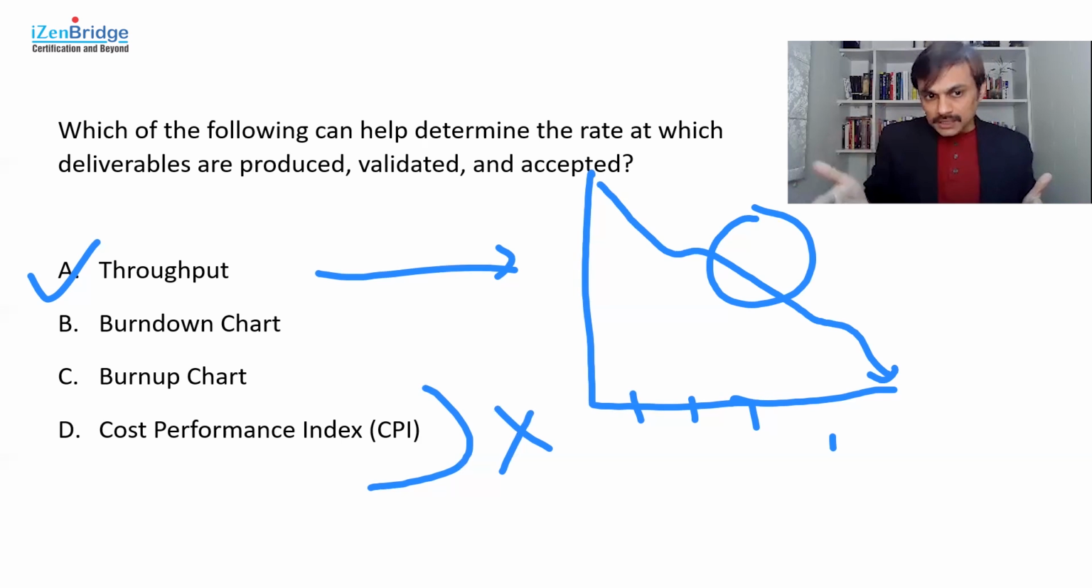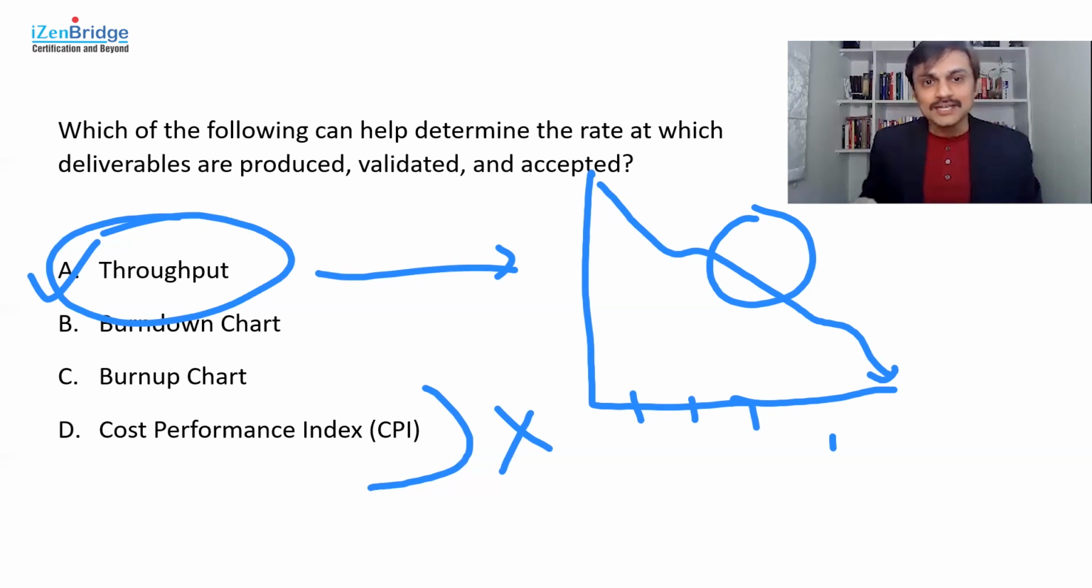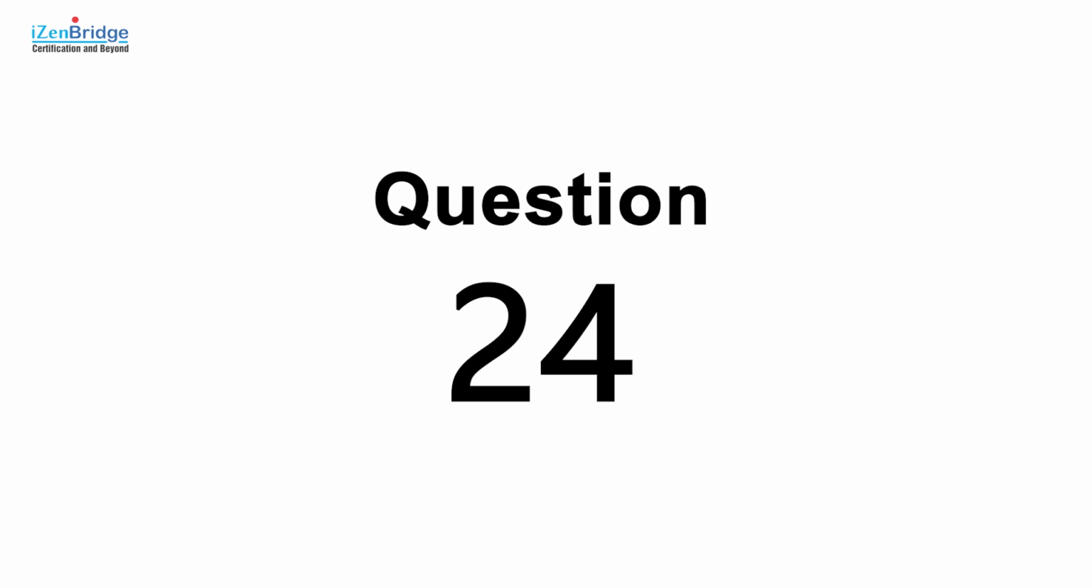So though the burn down chart as well as a burn up chart give some indication, if this question is put in front of me in the PMP exam, I need to choose the best one, and I will choose option A as the winner in this particular situation, because that's primarily about the rate of delivery. Question 24.